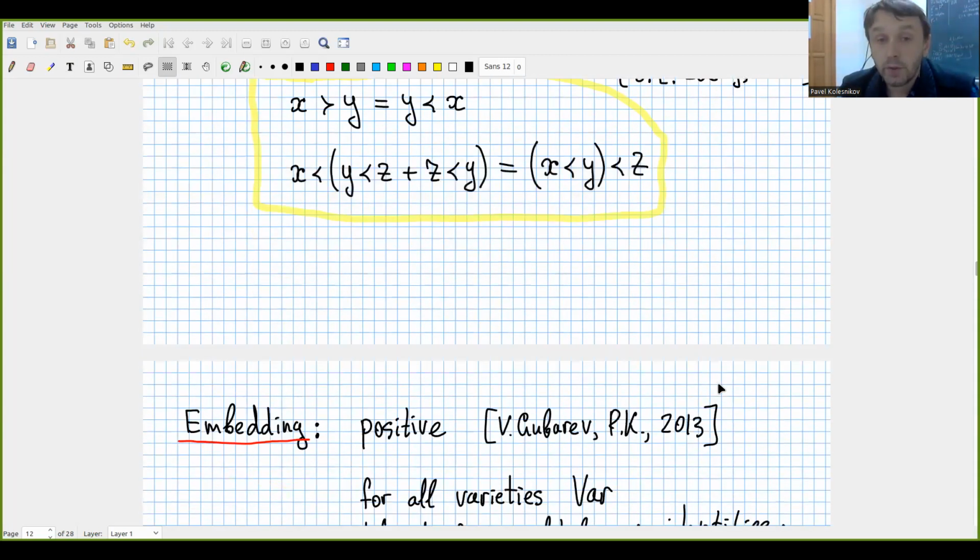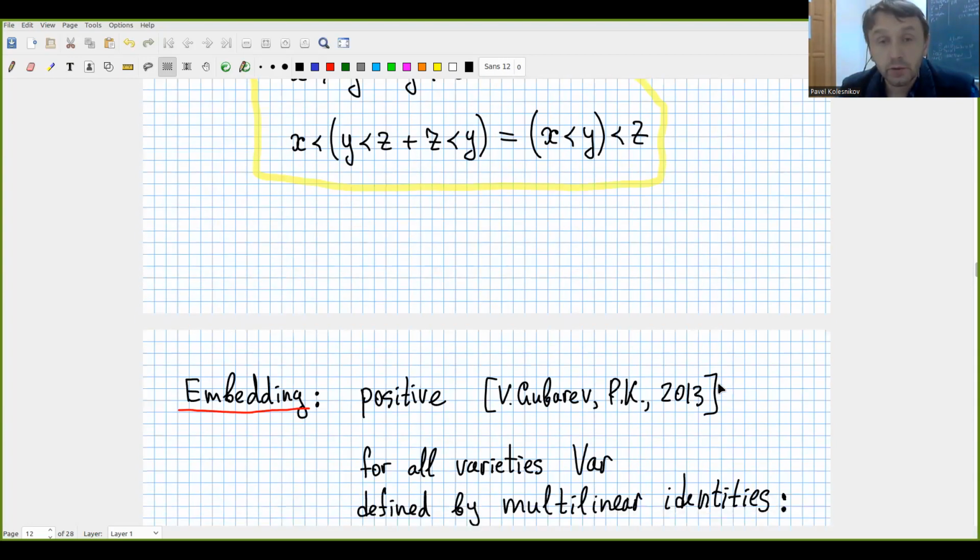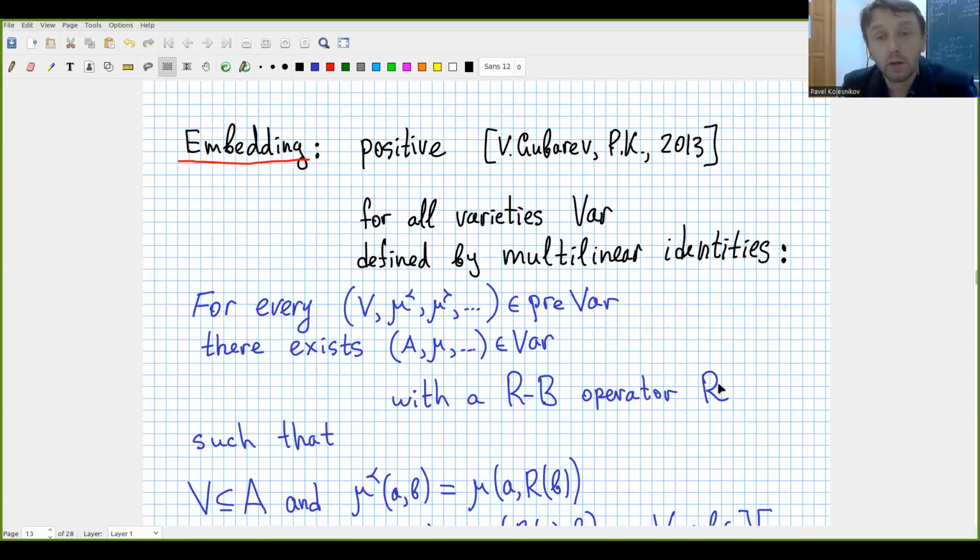And what about the embedding problem? As for identities, everything is more or less clear in this integral setting. But what about embedding? The embedding problem solves positively for all multilinear varieties.